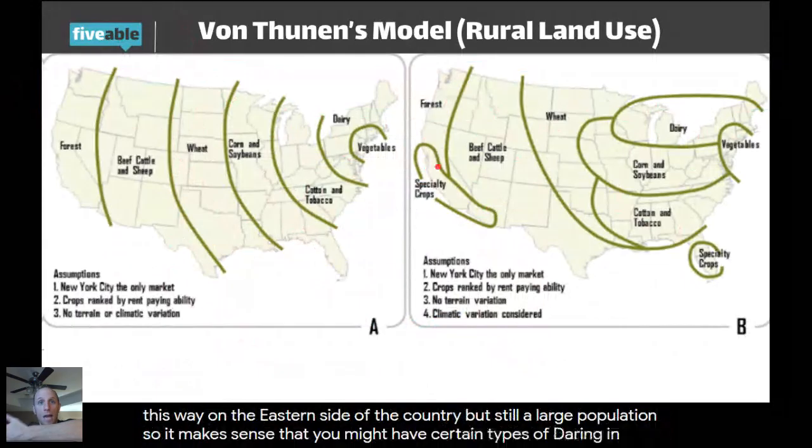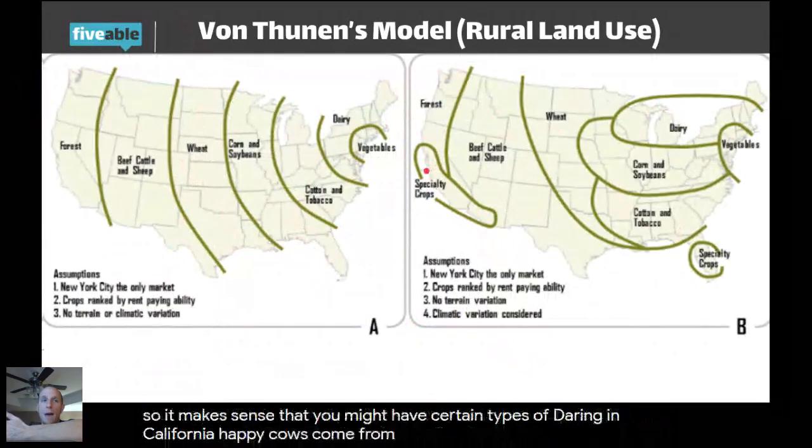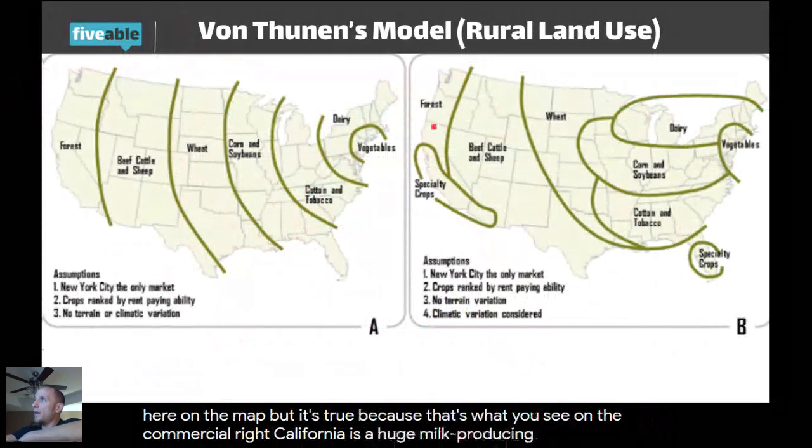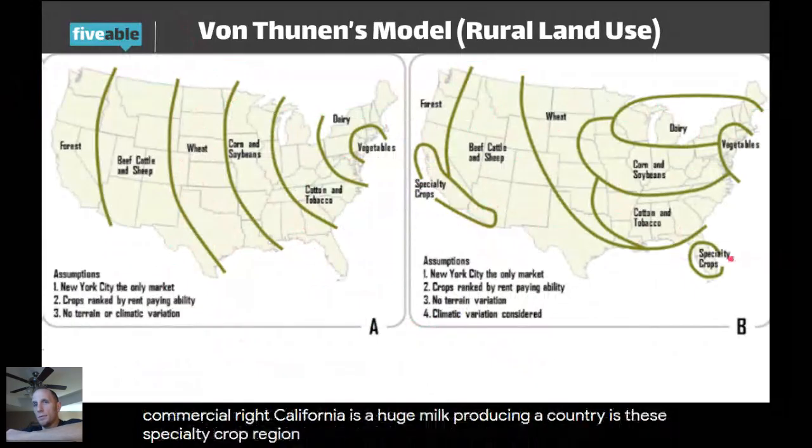Happy cows come from California. That's not showing up here on the map, but it's true because that's what you see on the commercials, right? California is a huge milk producing state. But the thing I really want to point out here is these specialty crop regions. All right, now that's interesting. So what do we mean by that?